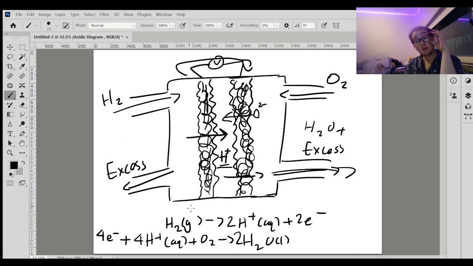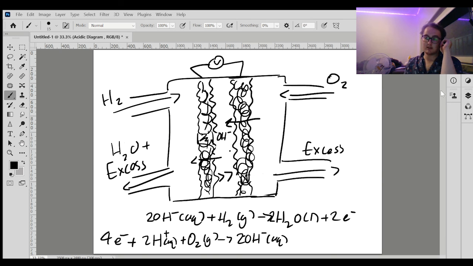You will probably be asked to write the equations of a fuel cell. It's a lot easier if they're acidic, because you don't have to transform it to hydroxide. So it's just H2 goes into H+, and all that simple stuff. Then there's basic.